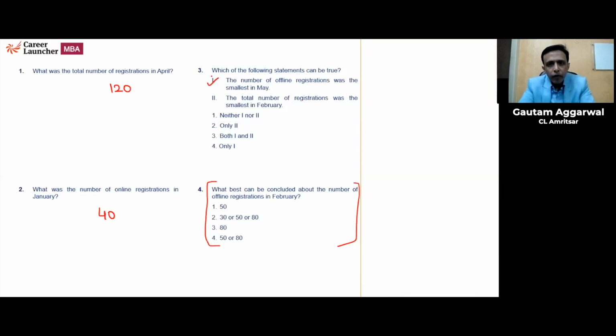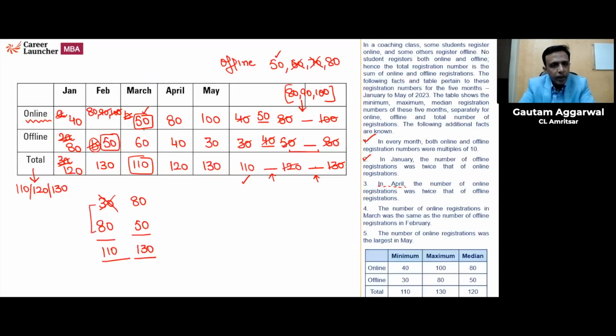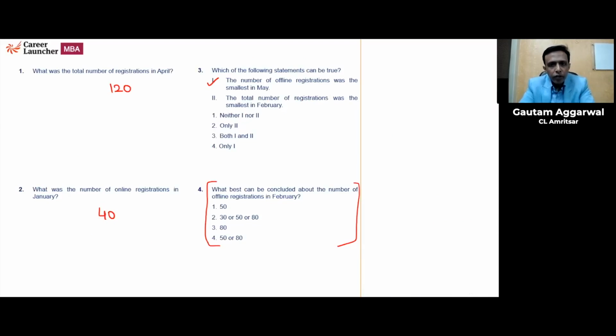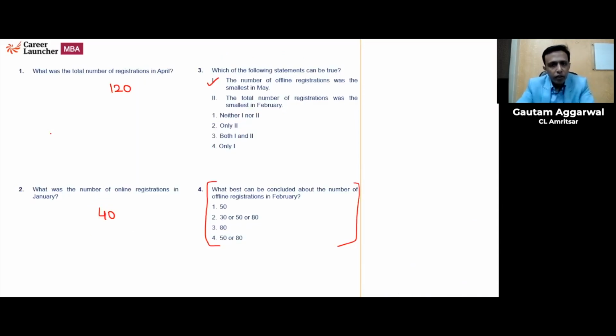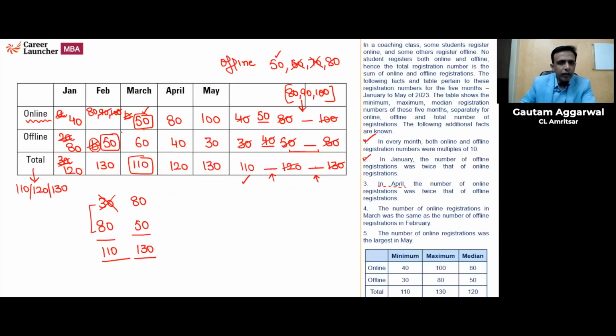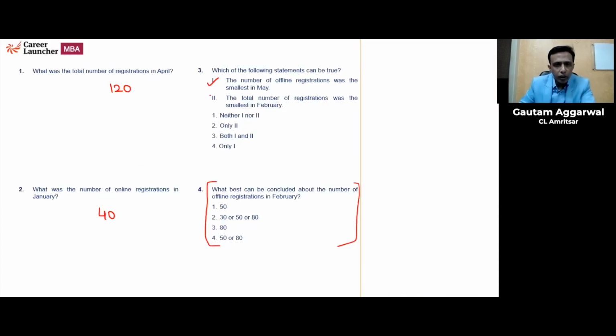The total number of registrations was smallest in February. The smallest possible registrations in February, not possible. See, the total number of registrations was smallest in February. No, the smallest possible, so sorry. The total number of registrations was smallest has to be in March. So this was something that was not true. So what could be true is only one.